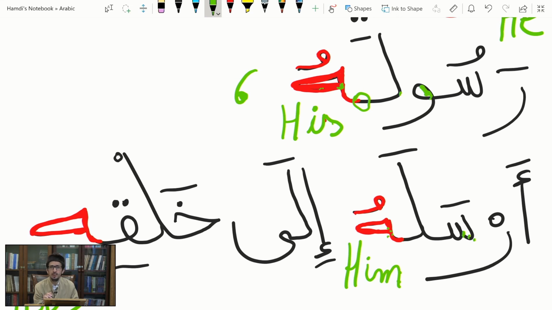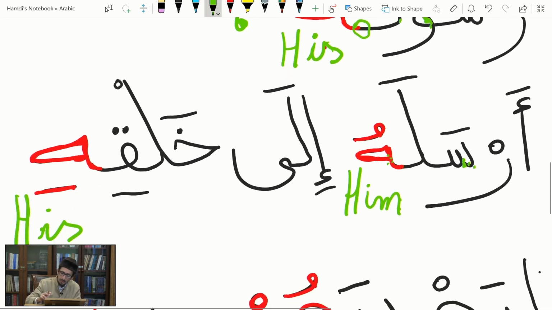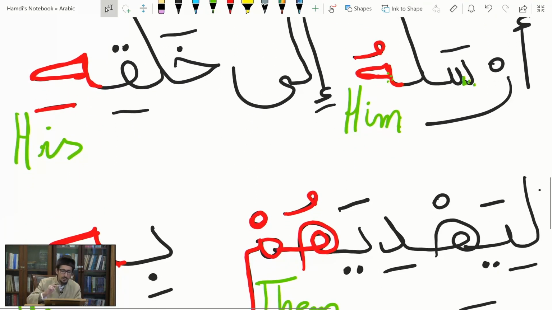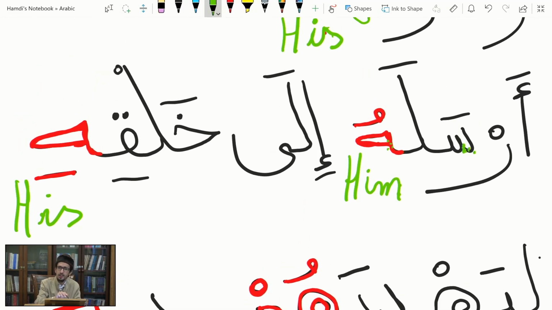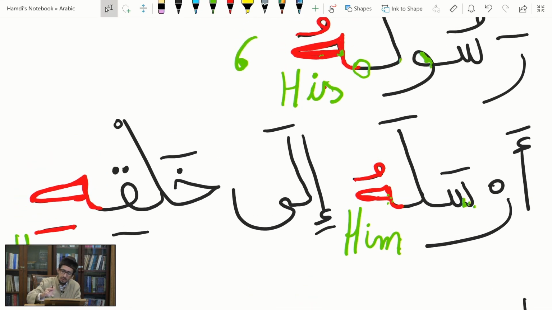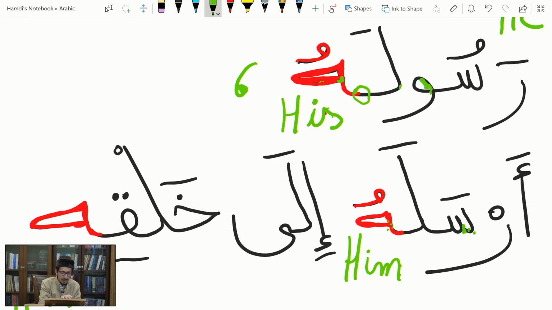So if we have him, it necessitates a verb before it, and that's the same logic in Arabic. So it's the same letter, who or who, but it doesn't mean the same thing. Here it means his because it is attached to a noun. Here it means him because it is attached to a verb. Here, his, it's attached to a noun. So same thing like rasulahu. This is khalqihi. You see a difference though. Here it is who. Here it is he.